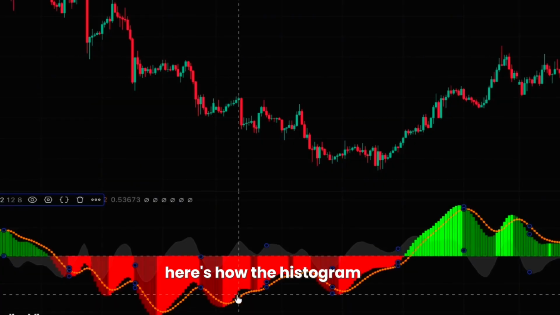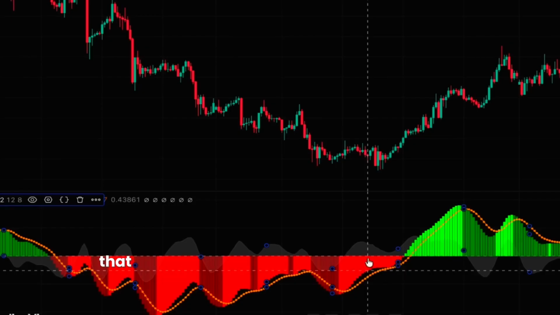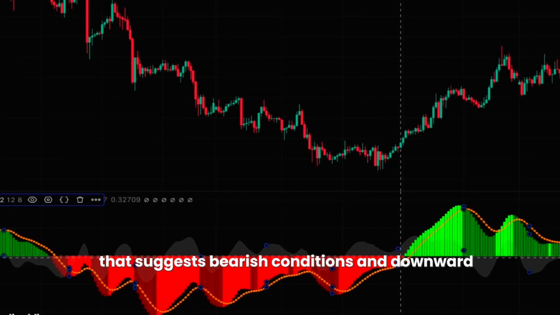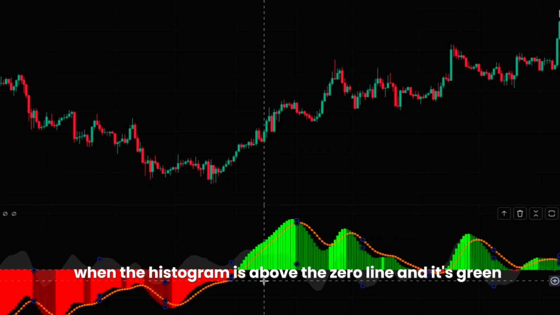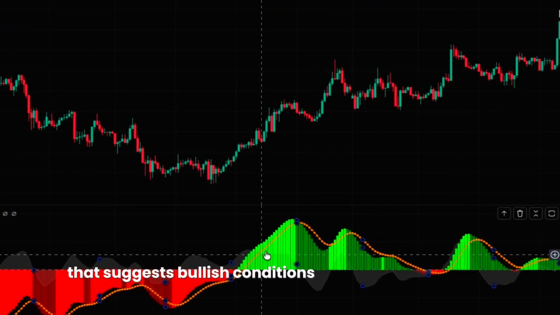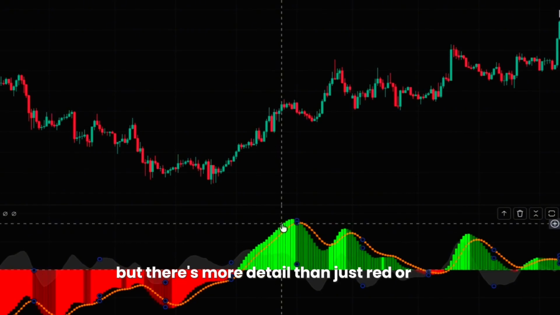Here's how the histogram works. When the histogram is below the zero line and it's red, that suggests bearish conditions and downward momentum. When the histogram is above the zero line and it's green, that suggests bullish conditions and upward momentum, but there's more detail than just red or green.